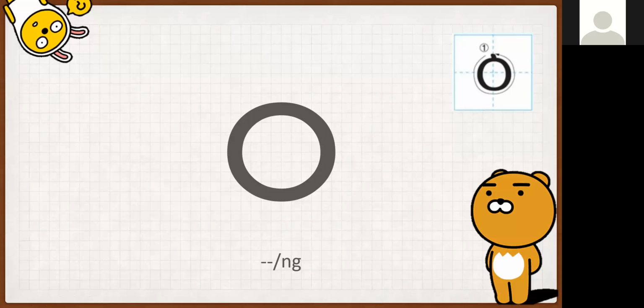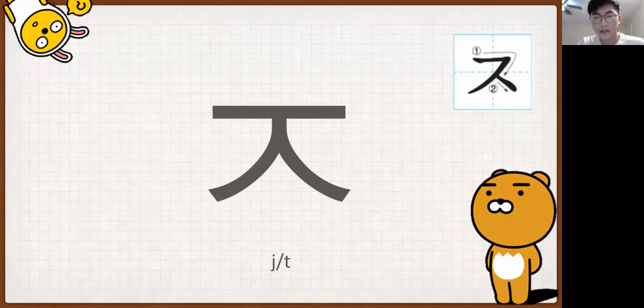Okay. Thank you. So this consonant is ieung. Ieung. I'm going to move on to the next consonant, and just like what Colin was talking about, this one is different right here. This is called jieut. Jieut.